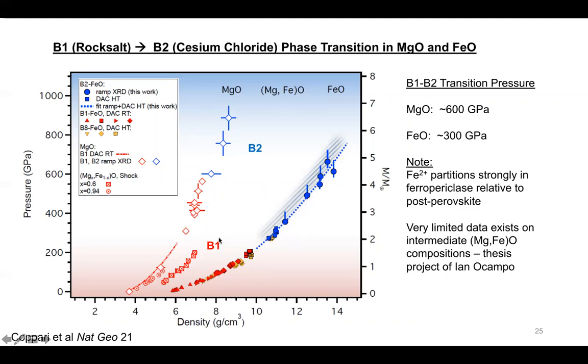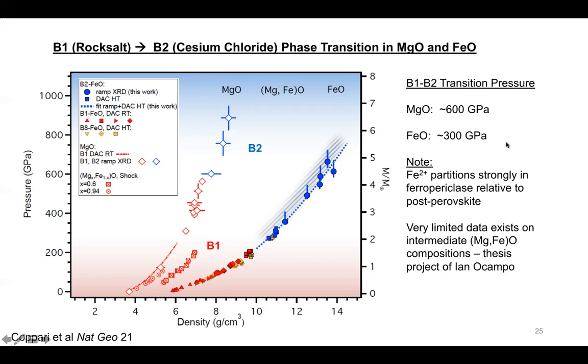Interesting feature. So again, there's a major phase transition in this system from the B1 rock salt, which is the low pressure phase, transitioning to the B2 cesium chloride phase, the high pressure phase here. And it's a big difference in the B1, B2 transition pressure. So in MgO, it's around 600 GPa in these dynamic experiments. In FeO, it's already in the B2 phase at around 300 GPa. So this system, which at lower pressures has complete solid solution, has very different transition pressures.